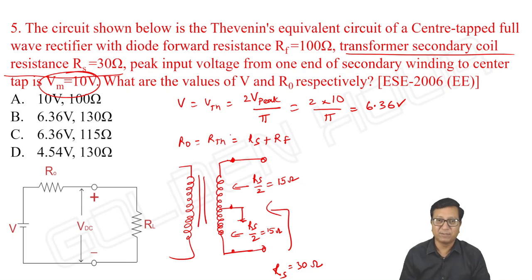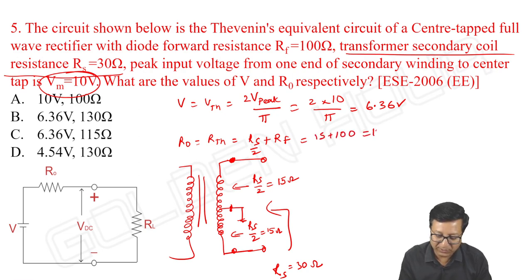Then what about R Thevenin? This is right as RS only if the resistance from one end of the winding to center tap is taken as RS. But in the problem, the resistance across the whole secondary winding is taken as RS, whose value is 30. Then from one end of the secondary winding to center tap it should be RS by 2, which is 15, plus RF equal to 100. It is 115 ohms. So option C is correct.